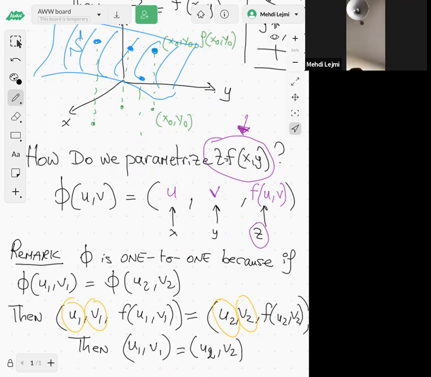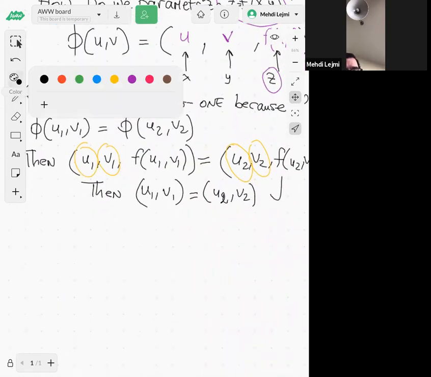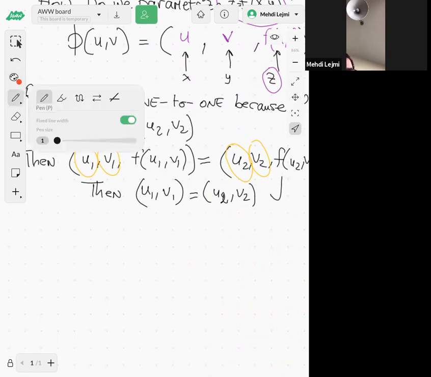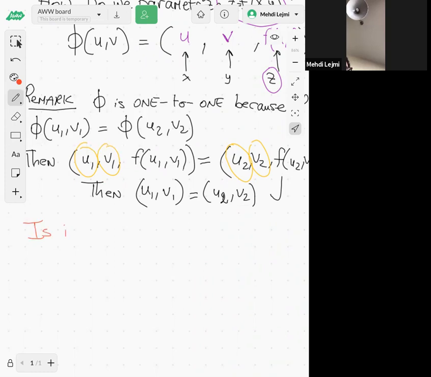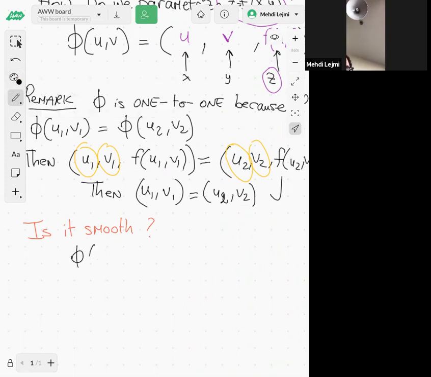Okay, so now, is it smooth? Well, we can check. Let's check if it's smooth. As usual, you compute the derivatives of phi of uv. Of course, you need this function f to be differentiable, I mean, the derivative to exist.